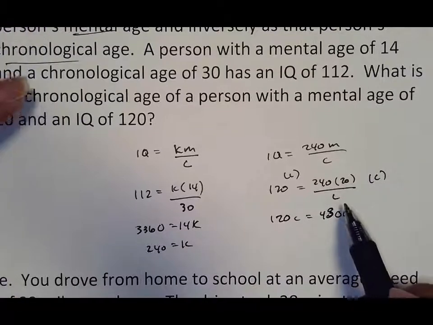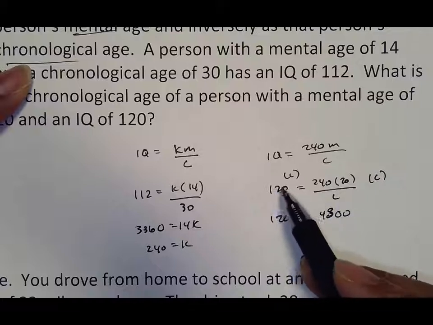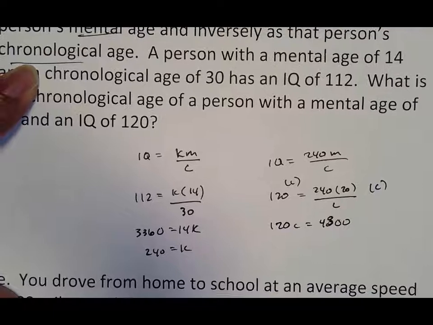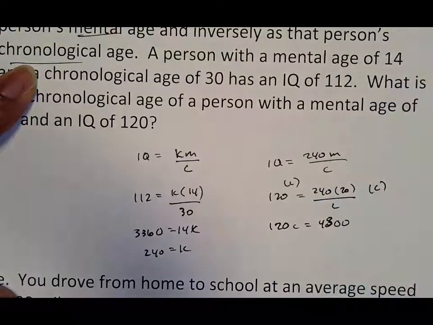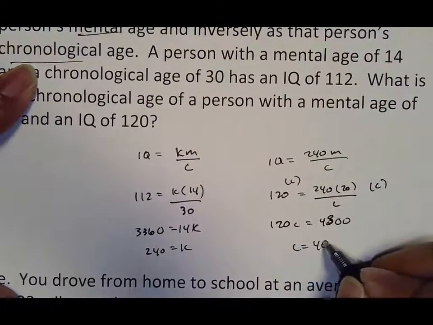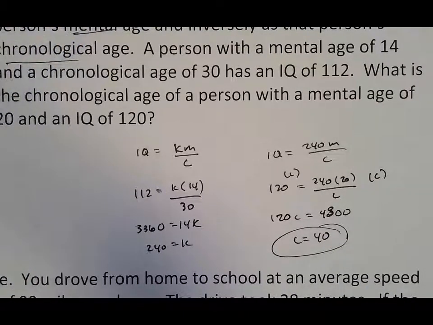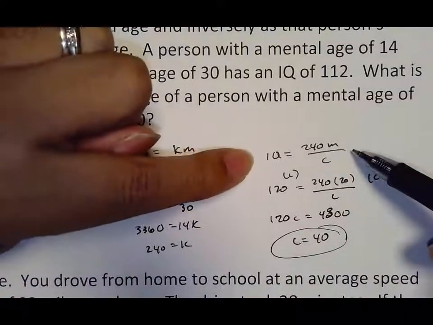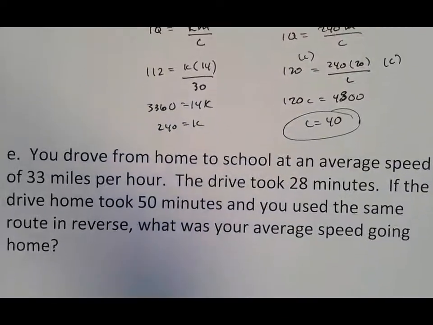But again, whenever you have a variable on the bottom, if you multiply by that variable, it actually moves to the top of the other side. So 120C equals this. Now we can divide by 120, which is 40. There you go. Again, patience. Write the formula, plug in what you have, find K. That gives you the variation equation. Once you have the variation equation, go back, plug in what you know, and go from there.